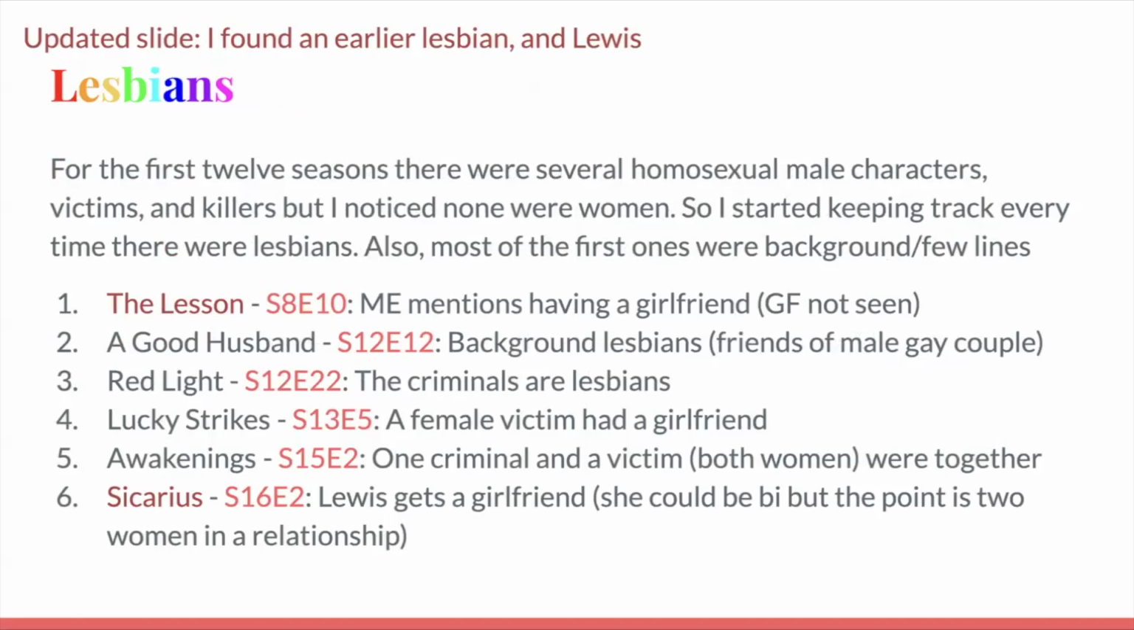Also, in my first slideshow, I had a slide about lesbians because I noticed that while there were several homosexual male characters, there were no women in homosexual relationships. So I started keeping track every time I saw them. And originally I thought the first one was a good example, but they're just background lesbians. I think they're in an LGBT community area, and there's a male gay couple, and then behind them there's 2 women. And I think it's supposed to be implied that they're lesbians.